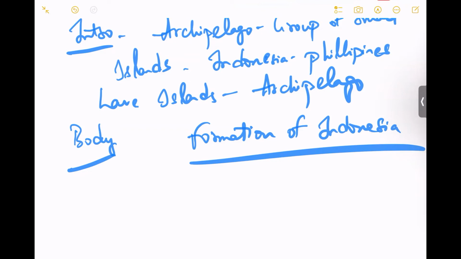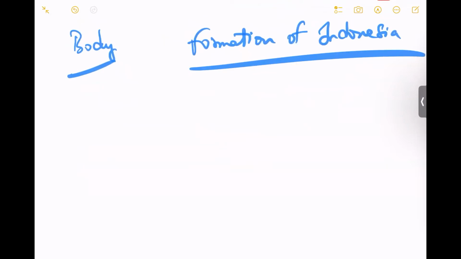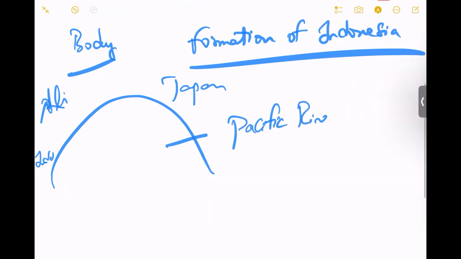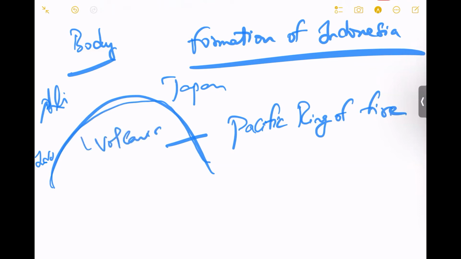As we all know, basically this area of Indonesia, Philippines, Japan, and then up to the border of Australia, it forms like a horseshoe. Okay, if this is your Indonesia, Philippines, Japan, what is this called? Pacific Ring of Fire. This is called Pacific Ring of Fire, because this entire area has a lot of volcanic activity and also a lot of tectonic activity.